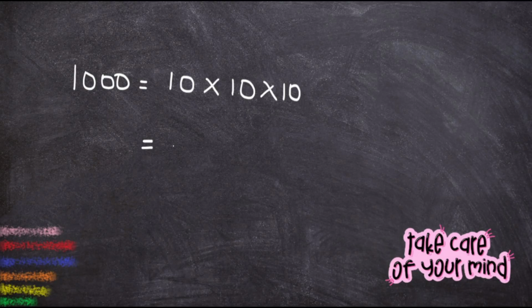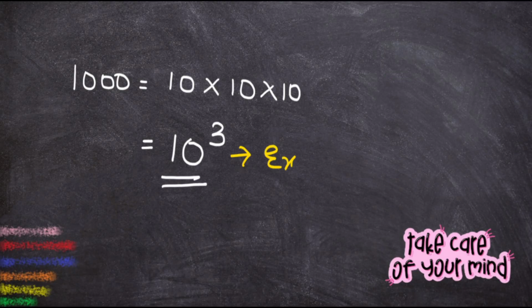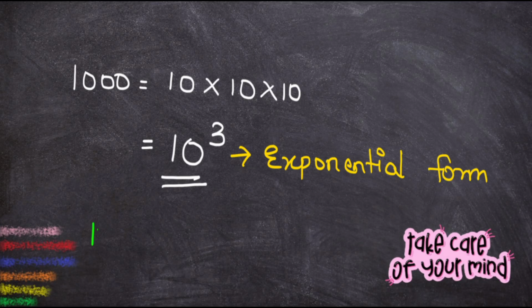But how? You are going to write 10 and a little bit above to the right of it, you are going to write number 3. Why number 3? Because 3 is the number of times 10 is repeating. Okay, so this over here will be called the exponential form, where 10, the number which is down, will be known as the base, and the number that is up, that is 3 over here, will be known as the exponent.